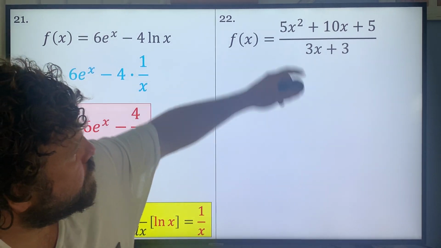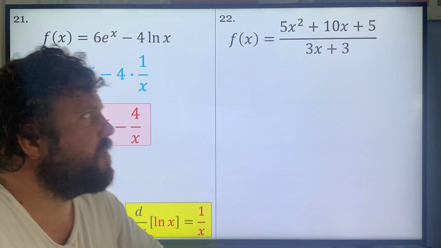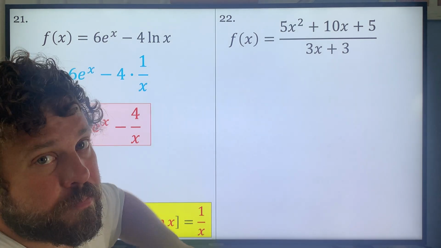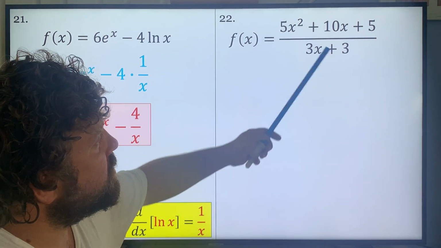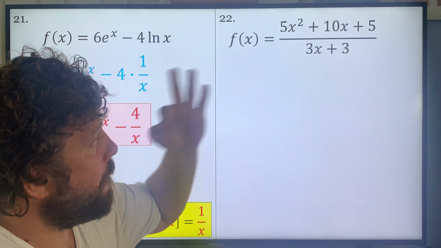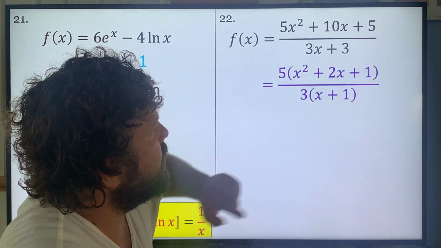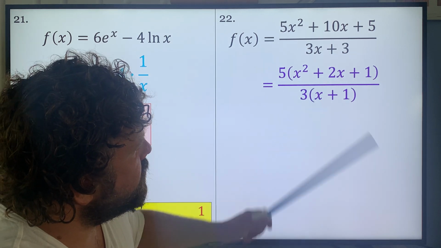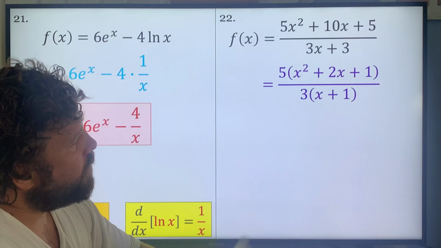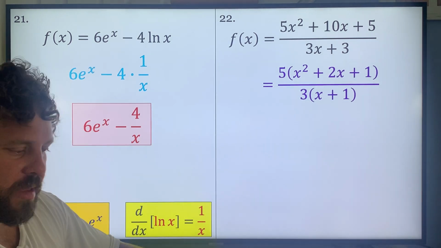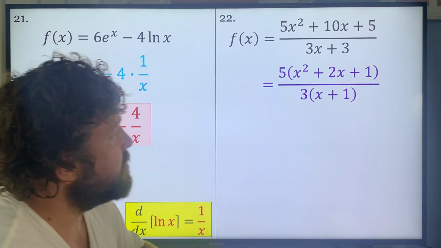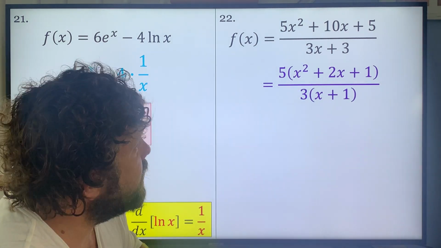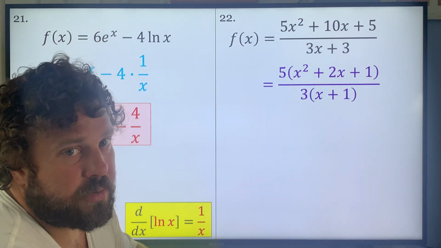Can you take anything out of the numerator and denominator? What number do you see you can take out of the numerator? What number does it look like you can take out of the denominator? So take a 5 out of the top, a 3 out of the bottom. X squared plus 2x plus 1, 3 times x plus 1. But that doesn't help us, does it? Well, maybe, can we factor that? I think we can factor it. Do you? Because right now, you cannot solve this. I could solve it, but you can't solve it. Sorry to brag.